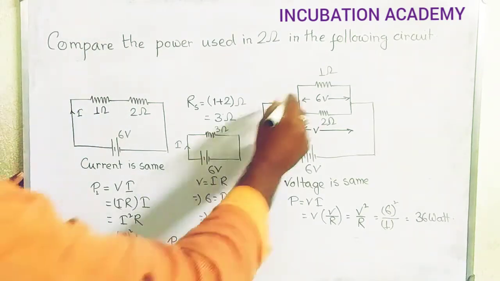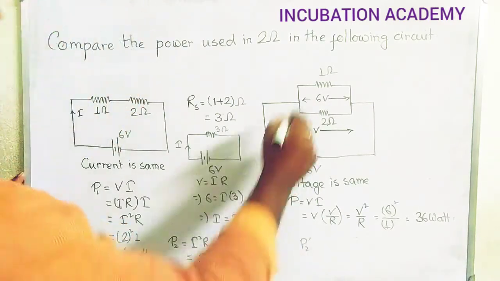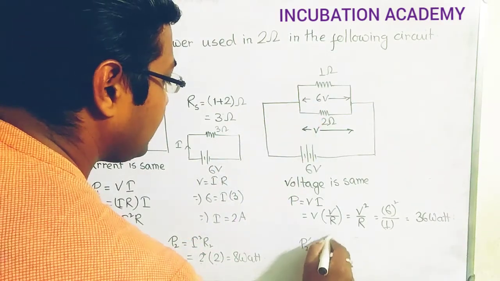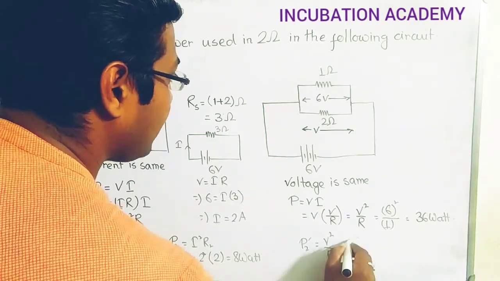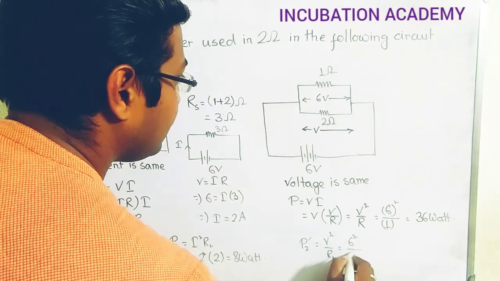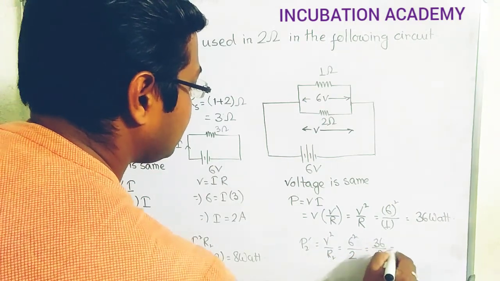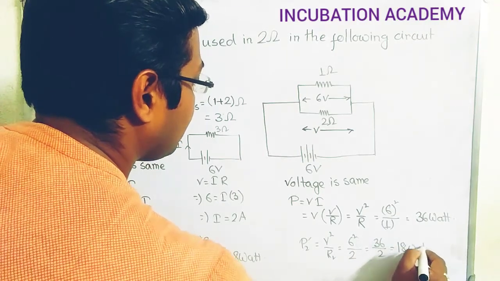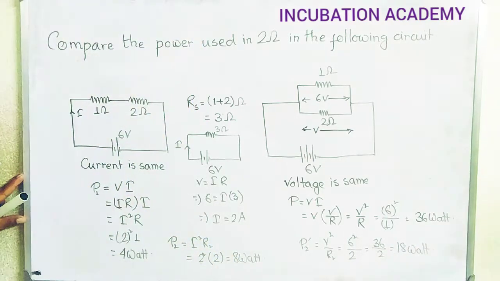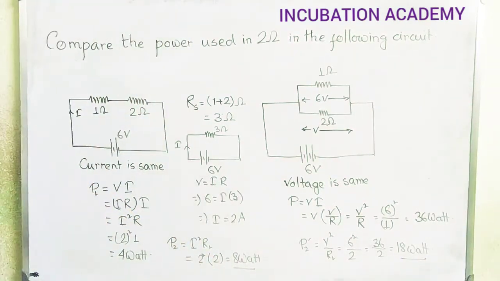Similarly, if I try to find out the power through this 2 ohm, the same formula will be applied here, that is V square by R2, and the V square is 6 square divided by 2, that is 36 divided by 2, that is 18 watt. So here it is 8 watt and here it is 18 watt, and obviously it is greater.